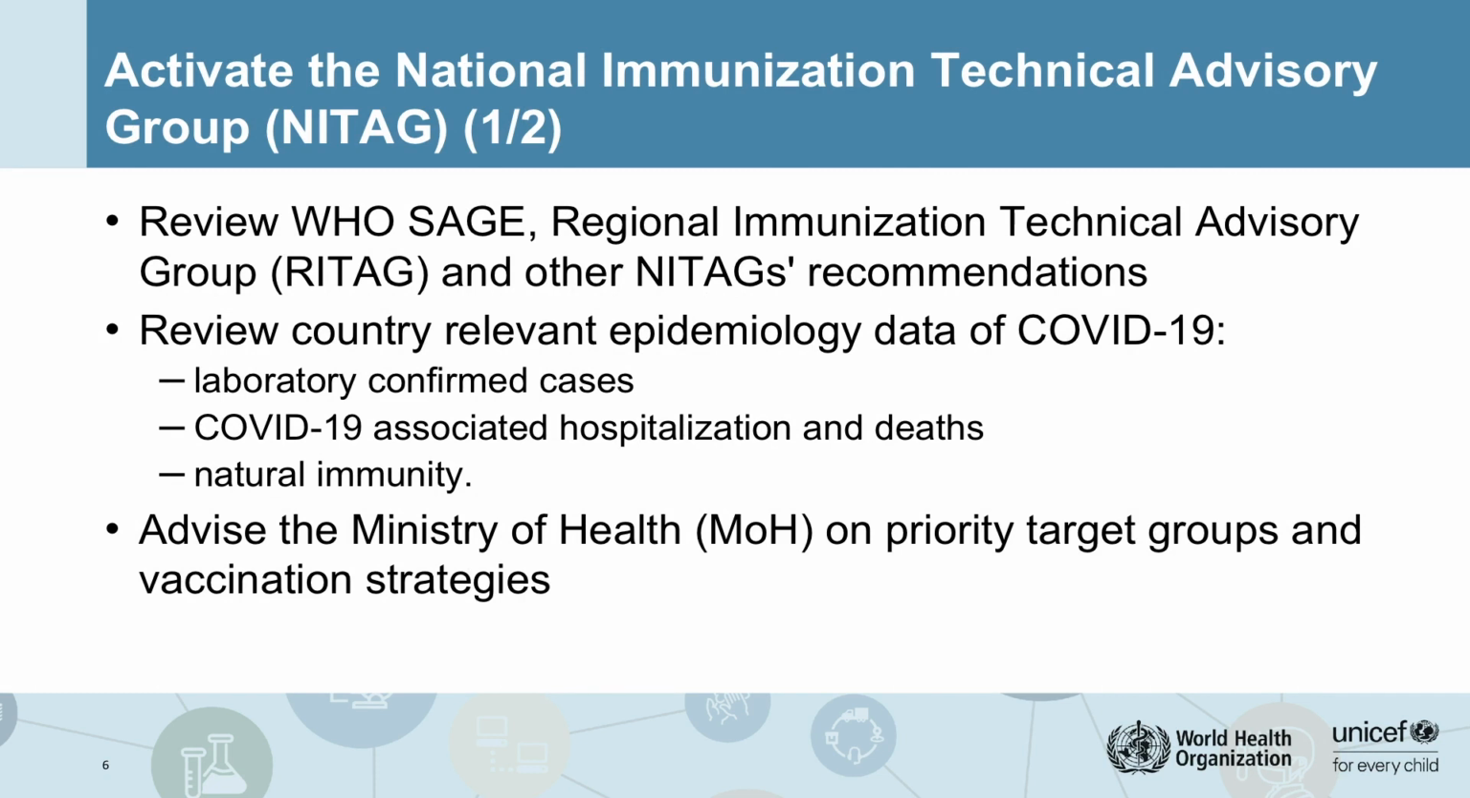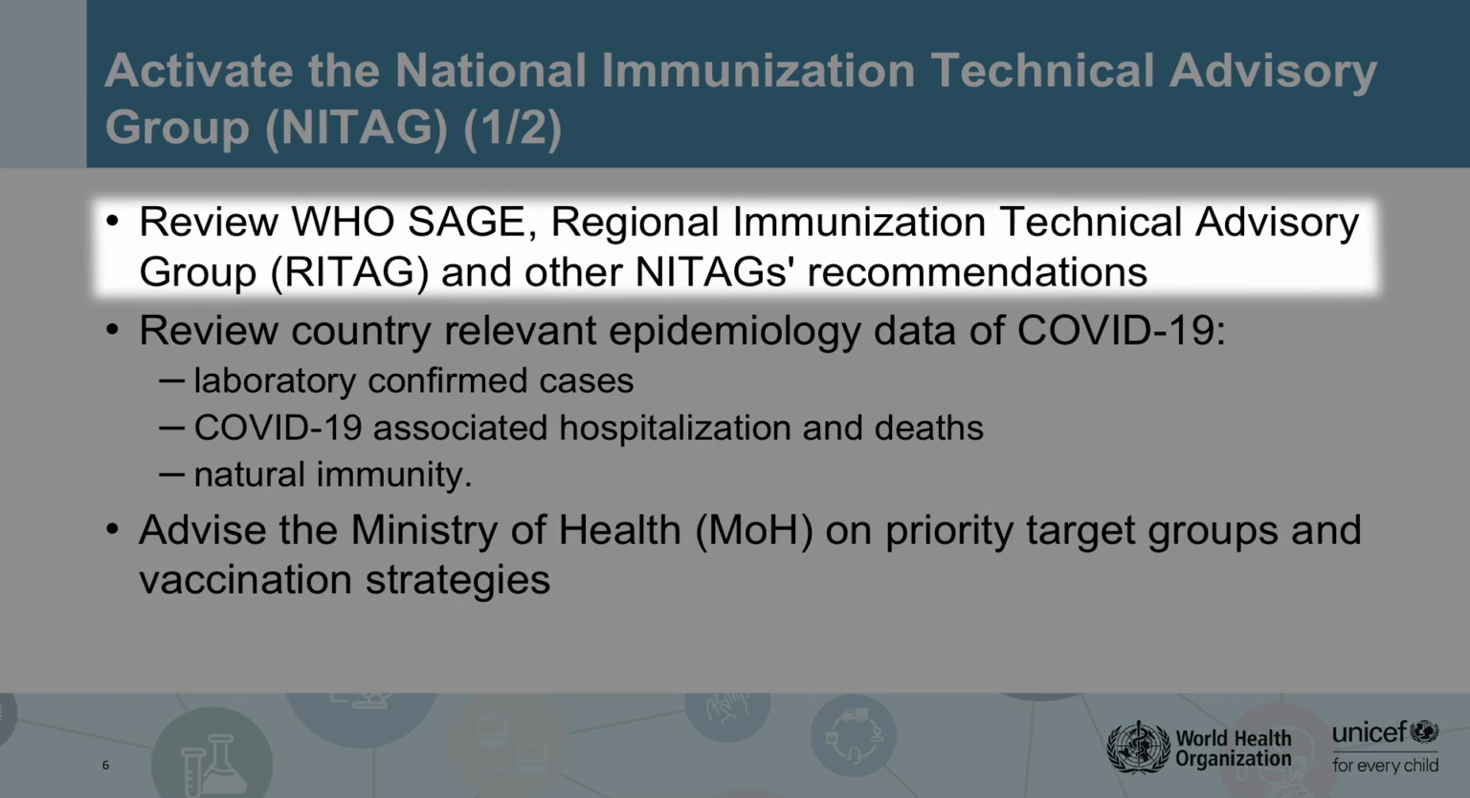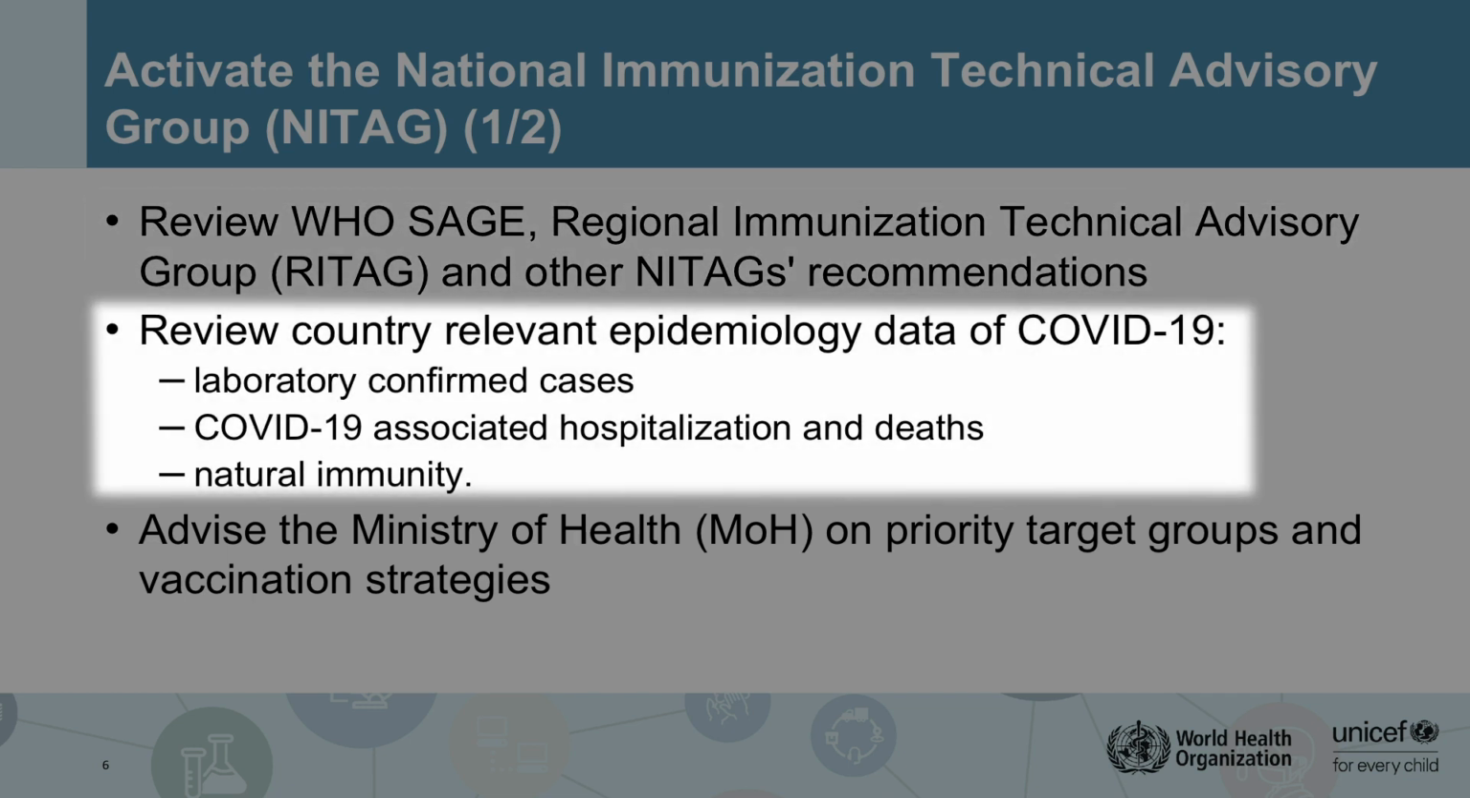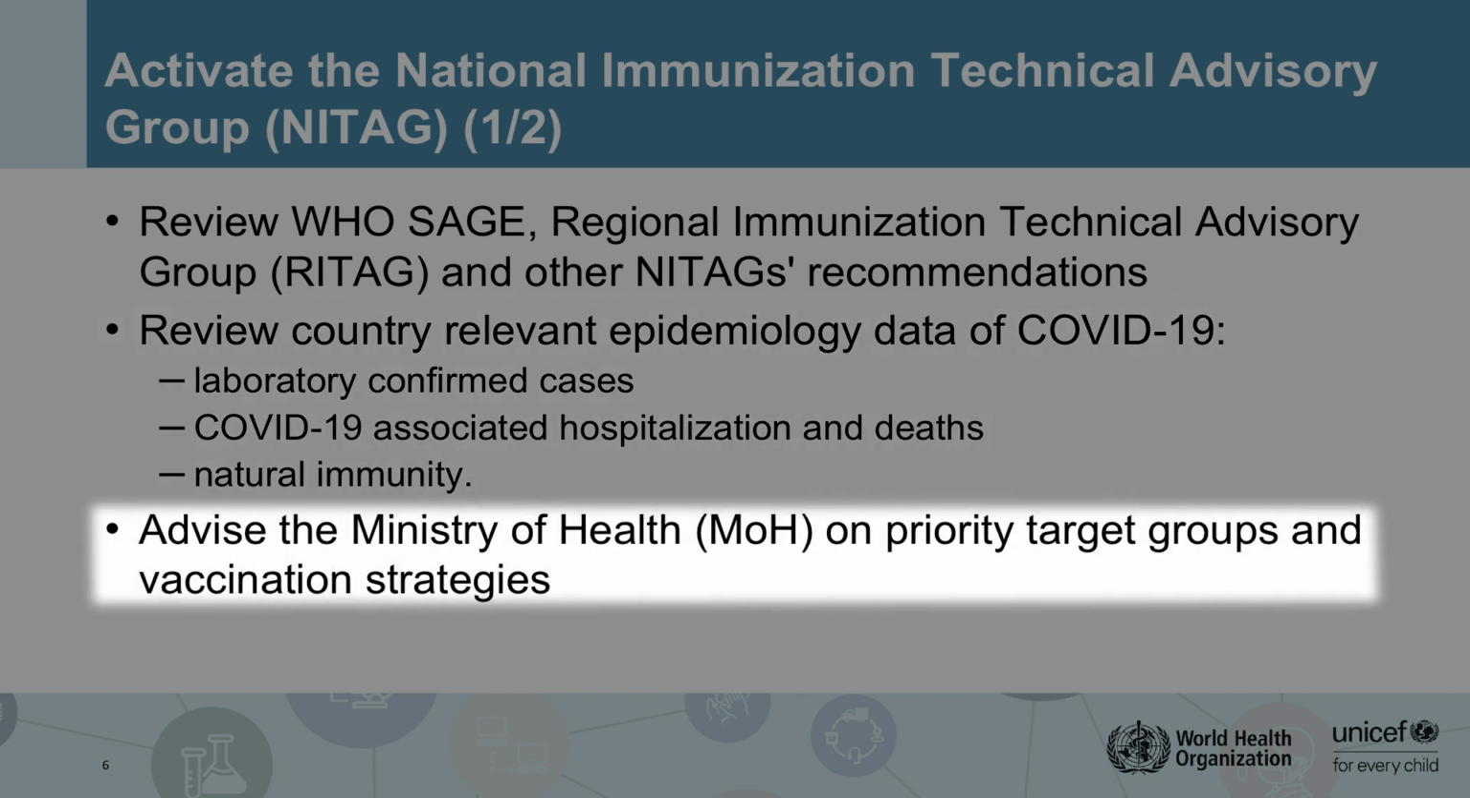The NITAG. Ideally, countries should already have a well-established and fully functional NITAG. But if the country does not have one, it should consider establishing a working group that would provide independent evidence-based advice to the policymakers, similar to the NITAG, in charge of reviewing WHO SAGE and Regional Immunization Technical Advisory Group recommendations. Then the NITAG reviews the country-relevant epidemiological data of COVID-19 and advises the Ministry of Health on priority target groups and vaccination strategies.